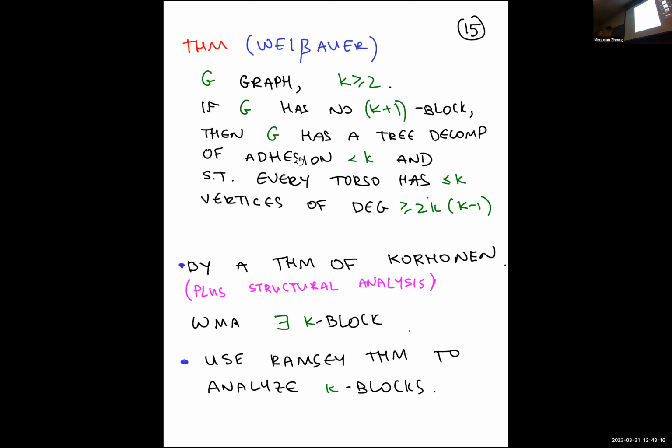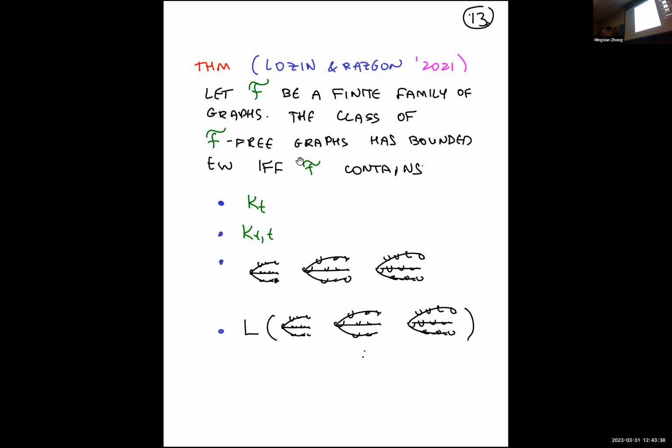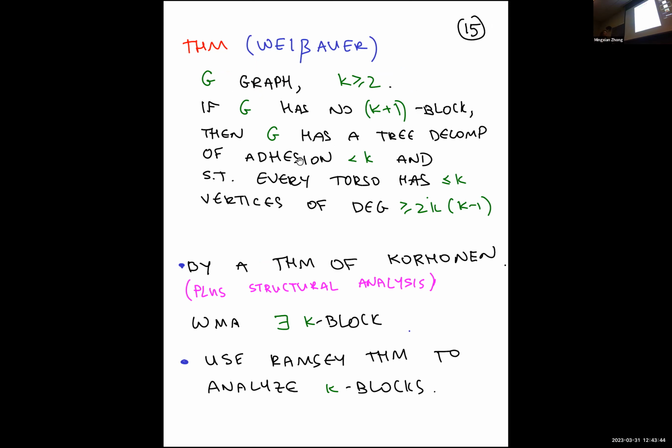So what does it tell us? All of this says that if only there were no K blocks, then everything would work. If only there were no K blocks, then even excluding the basic obstructions would give you a bounded treewidth. So now the game of understanding this question becomes a game of understanding K blocks. And the proof of Lozin and Razgon becomes the game of understanding K blocks. Now I'm not going to explain it, but you can use Ramsey theory to analyze what K blocks look like.